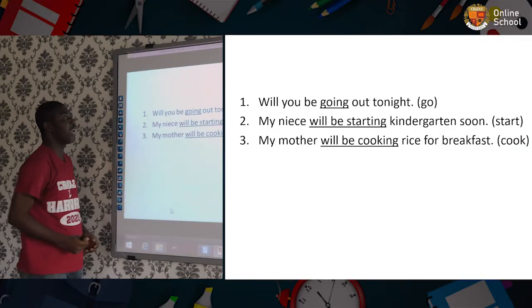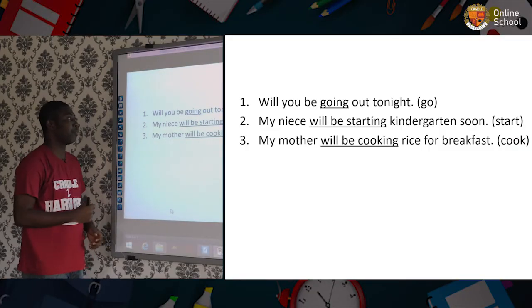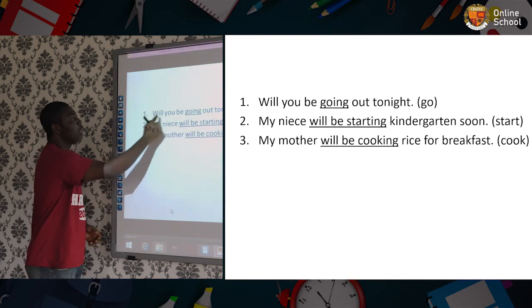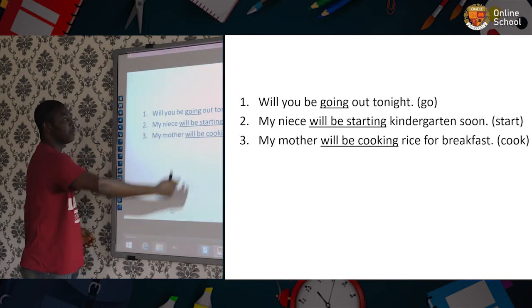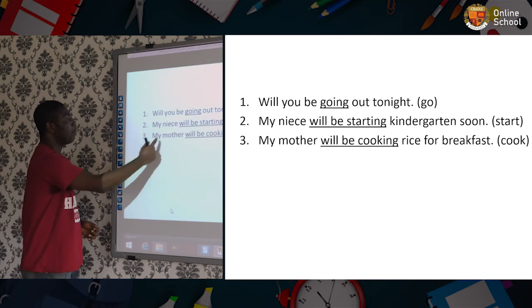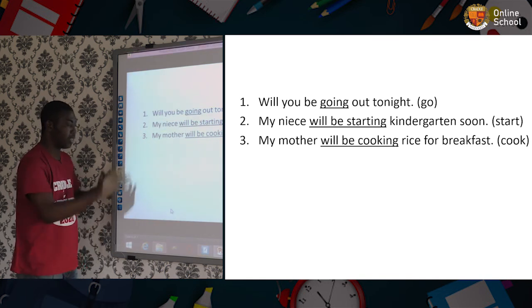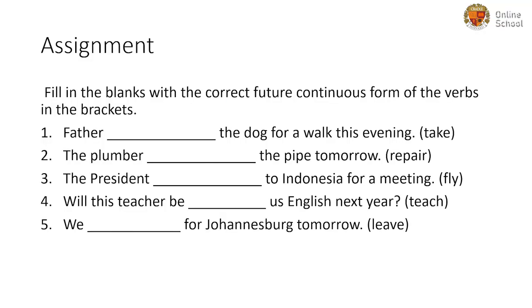And these are the answers to the brief exercise we did previously. Will you be going out tonight? My niece will be starting kindergarten soon. My mother will be cooking rice for breakfast. I hope with this, you should be able to fill in these blanks with the correct future continuous form of the verbs in the bracket, like we did previously.